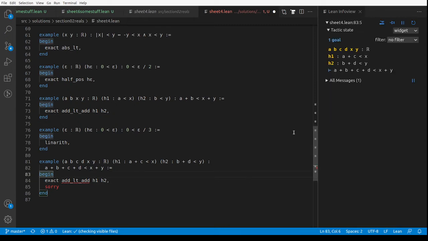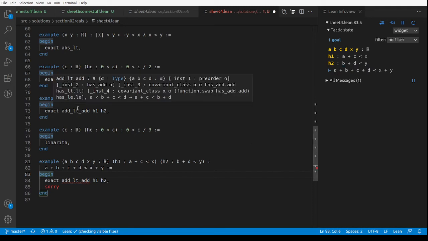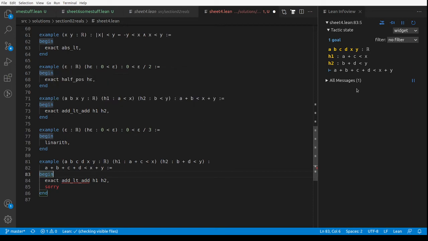So what's actually going on here? Remember the brackets are there, right? No brackets are printed, but it's a + b in brackets, plus c in brackets, plus d. And add_lt_add, the thing we did up here, is expecting something plus something is less than something plus something. Is the left hand side something plus something? Yes, it's a + b + c + d. So it wants to prove that a + b + c is less than x, and it's not what we have, right?